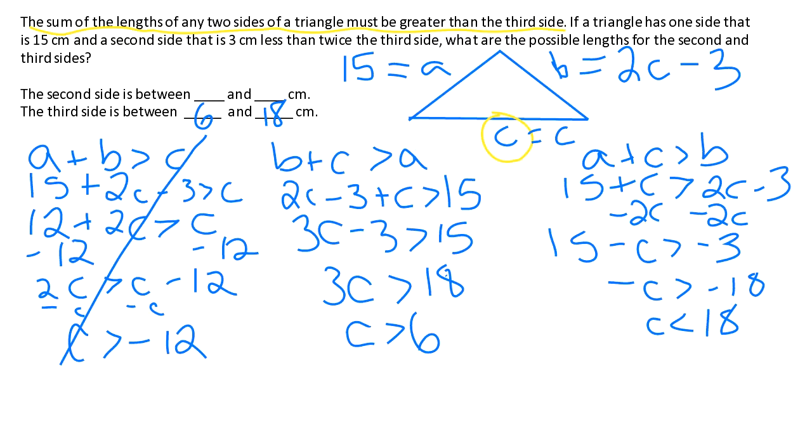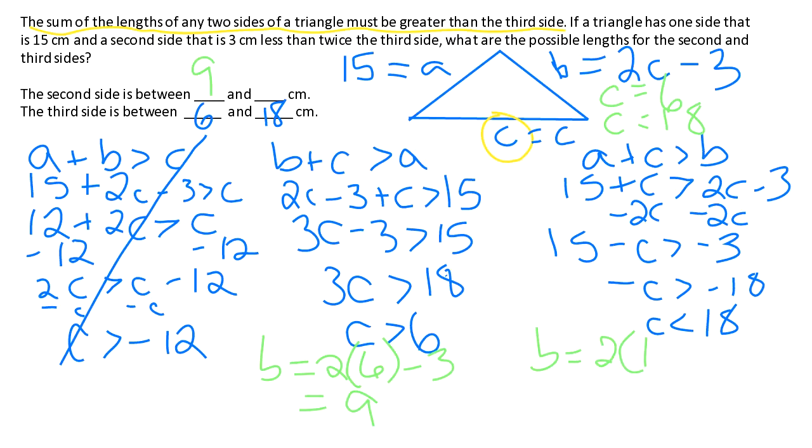Now I just have to figure out B. And I know that B is 2C minus 3. So I'm just going to plug in C is 6 and get an answer, and C is 18 and get an answer. If I plug in 6, B is 2 times 6 minus 3, which is 12 minus 3, which is 9. So that's my smaller end for B. And then I'm going to plug in C equals 18. So if C is 18, then B is 2 times 18, which is 36, minus 3 is 33. So that's the largest that side can be.